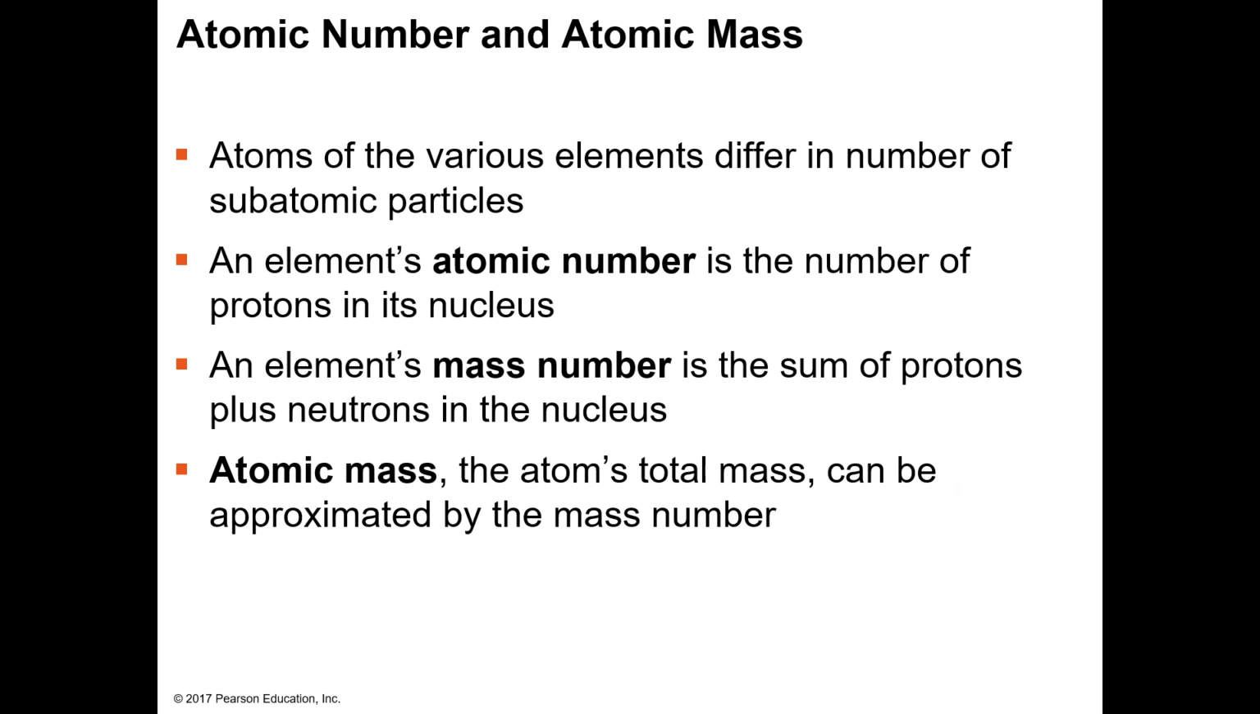Okay, atoms of the various elements differ in number of subatomic particles. An element's atomic number is the number of protons it has in its nucleus. If you change the number of protons, you change the atom. It's no longer going to be that element any longer. Okay, that's the only thing you can't change. You can adjust the number of neutrons.